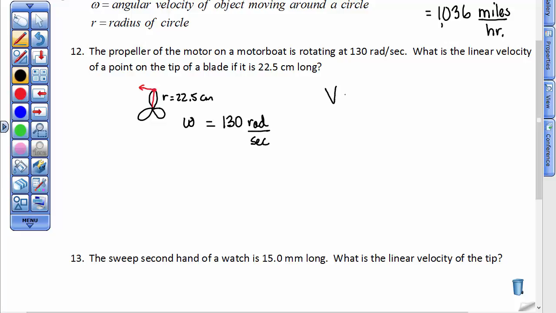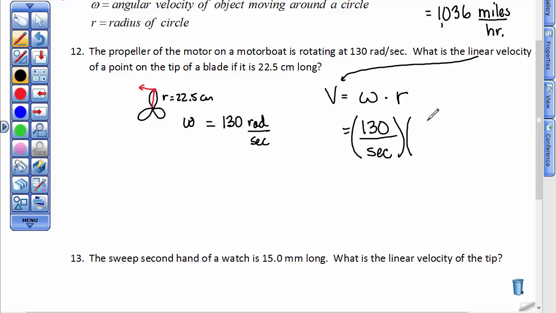I would find the linear velocity, v, that's what the capital V stands for, by taking omega times r, and in this case, omega is 130 rads per second. I won't write that word rad. Then I'll multiply it by the radius of 22.5 centimeters. And when I do that, I get an answer for this problem of 2,925 centimeters per second is how fast this point right here is moving as that blade turns.